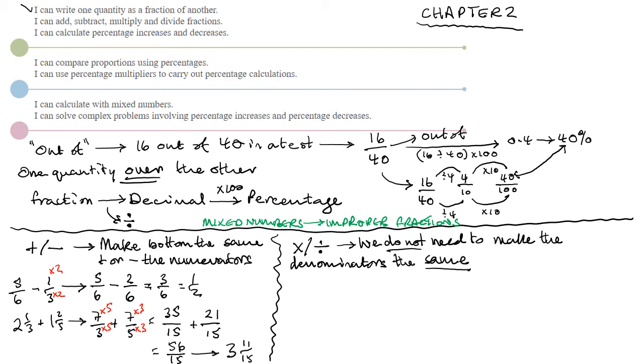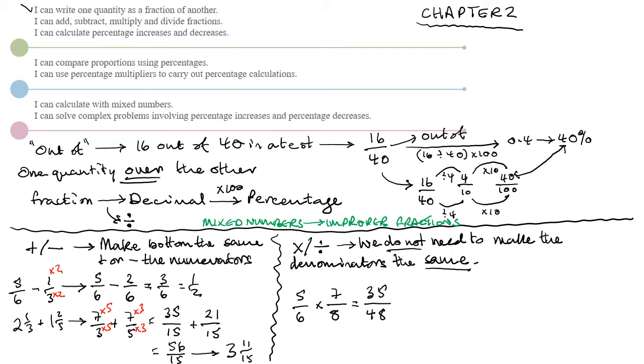So what do we do? Well, if we're multiplying, we just take the top number of the first fraction, times it by the top number of the second fraction, and we take the bottom number of the first fraction and multiply it by the bottom number of the second fraction. So if I've got something like this, 5 over 6 times 7 over 8, well, that's going to be 5 times 7 is 35. 6 times 8 is 48, so that's done.